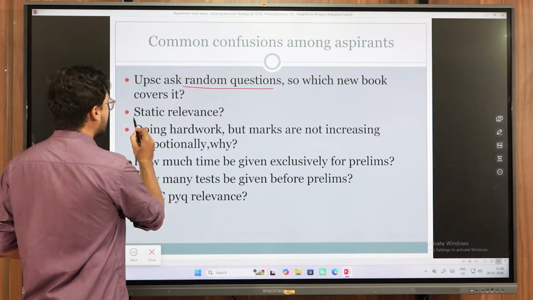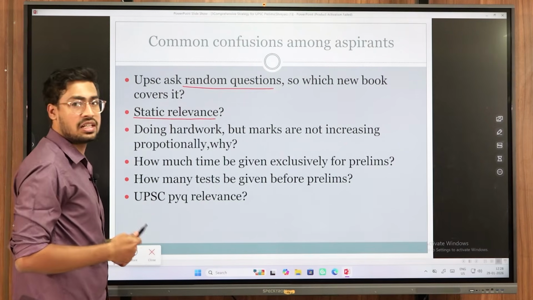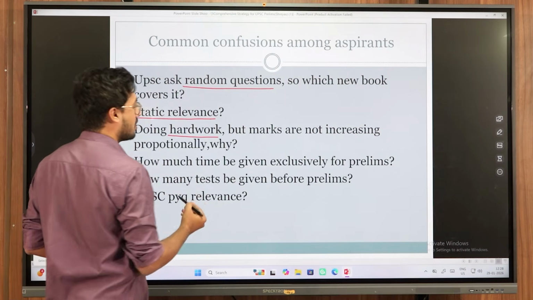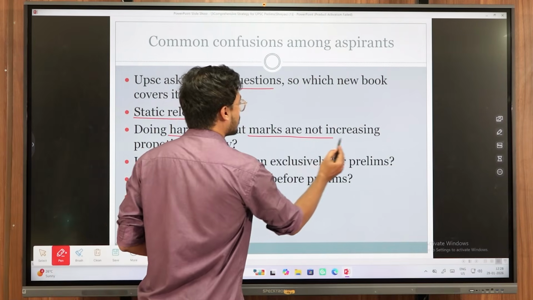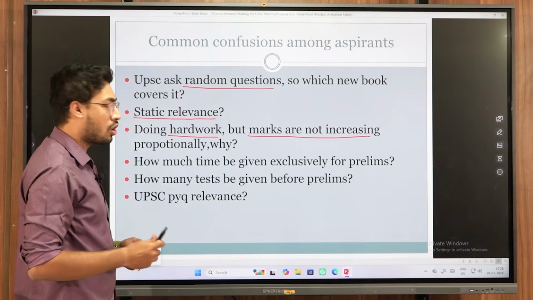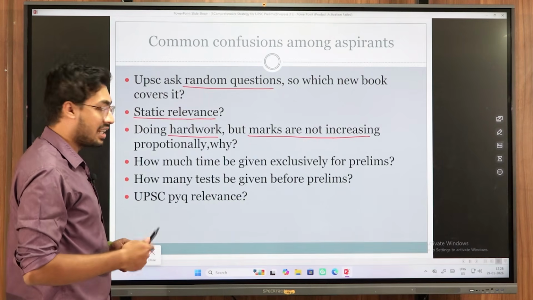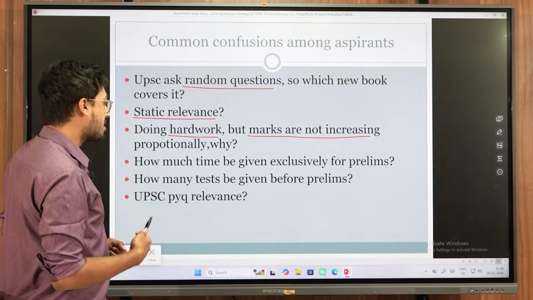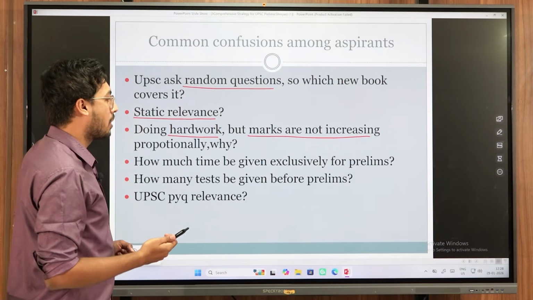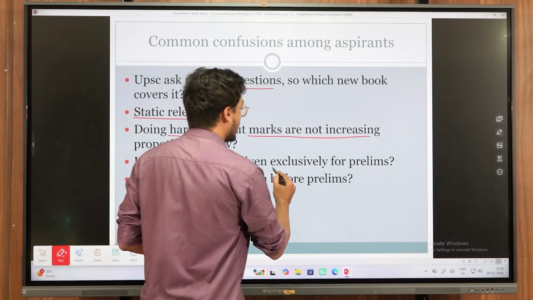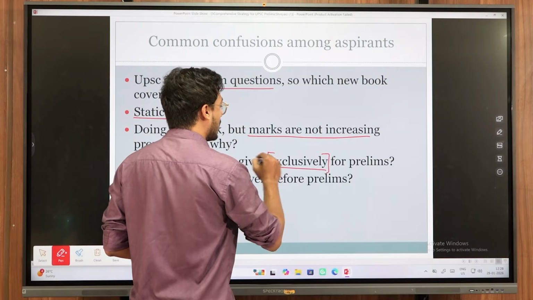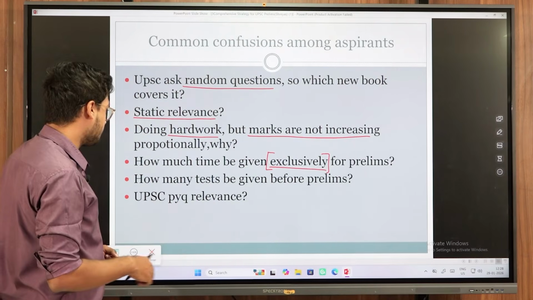Another confusion: what is the importance of the static versus current affairs debate? Another confusion: we are doing hard work, sir, but the marks are not increasing. So what is it that we are doing wrong, or how do we increase our marks? This is another confusion that aspirants face. Similarly, how much time do we need to give exclusively for prelims? Exclusively in the sense that you are preparing only for prelims, not doing mains or any other exam at that point of time.